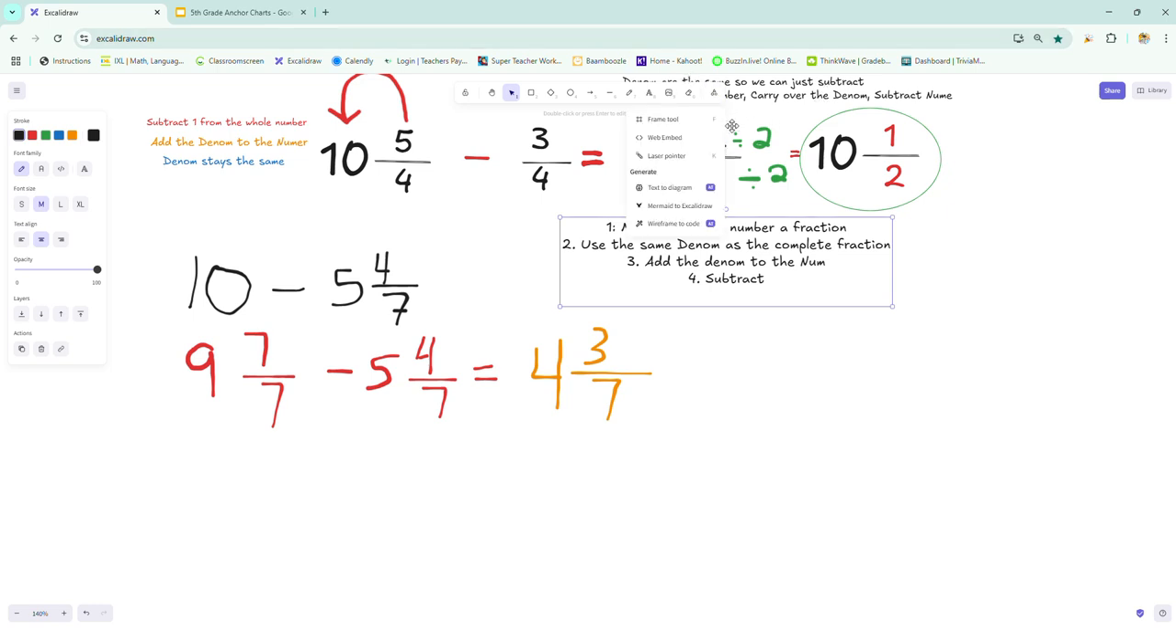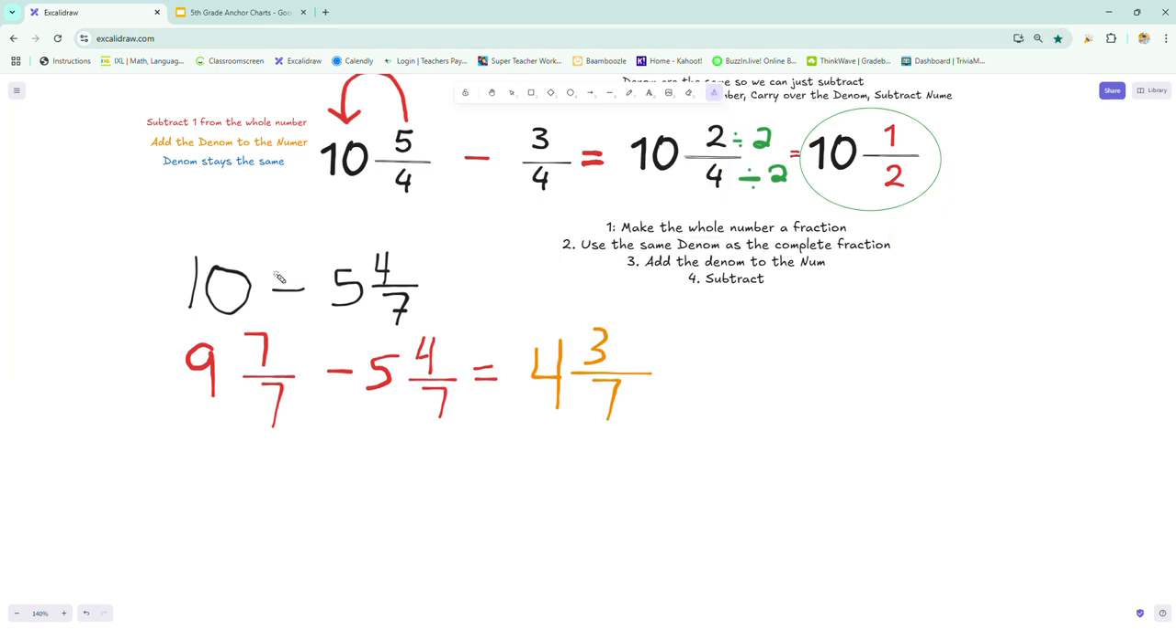So whenever you have a problem where you have just a whole number by itself at the beginning of the equation, you want to turn it into a fraction. Well, what if the whole number is behind the fraction, or the second number? What if the whole number was here? Let me give you an example.